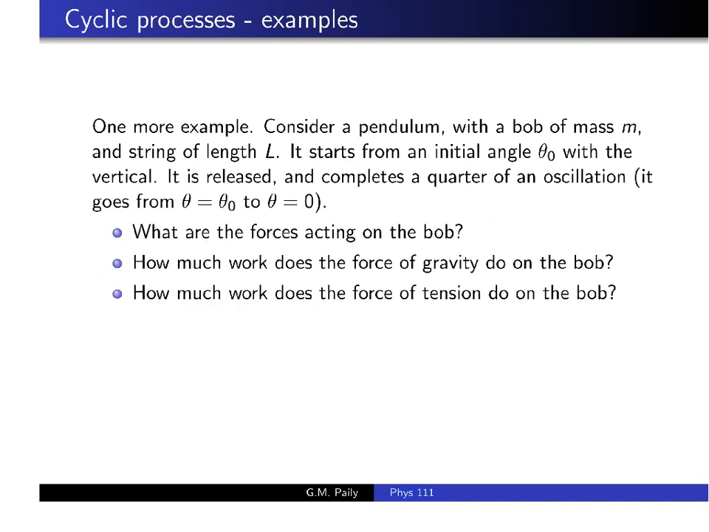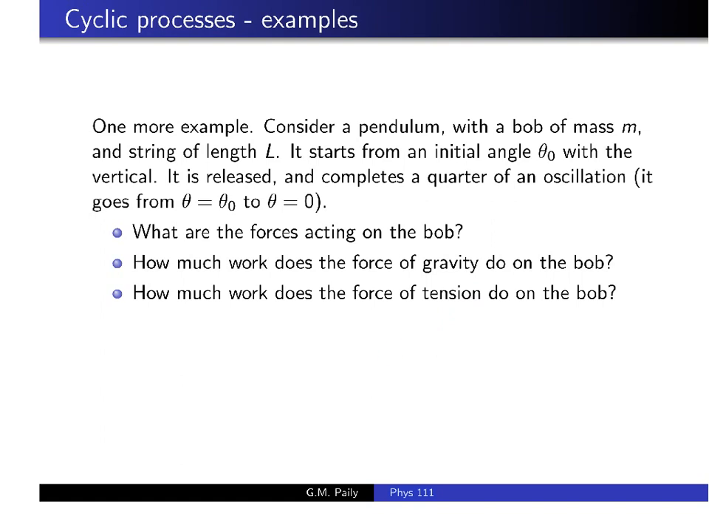So what are the forces acting on the bob? There's the force of gravity and there's the force of tension. How much work does the force of gravity do on the bob? Well, let's focus on the sign. We know that the force of gravity is pointing down and the displacement is like this. And at each point, we see that the angle between the force of gravity and the velocity is less than 90 degrees. So that means the force of gravity is helping speed up the bob, and so it's doing positive work on the bob.